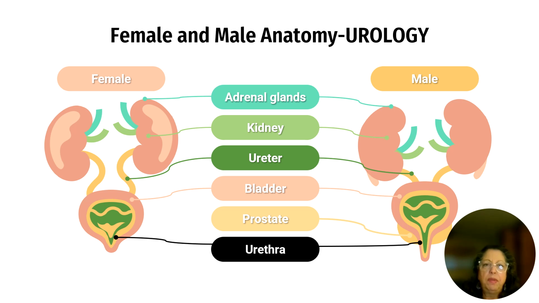So as biological females and males share some anatomical structures, we also have some differences. Both sexes have kidneys, adrenal glands, bladders, ureters, and urethras for the most part. Males only have prostates, testes, and external genitalia, penises, which is the main reason why the male has a much longer urethra than the female.